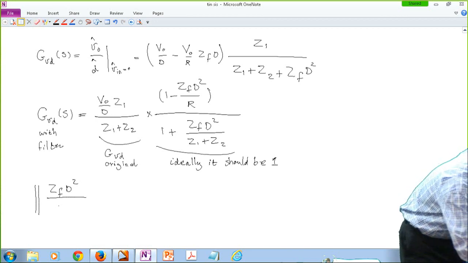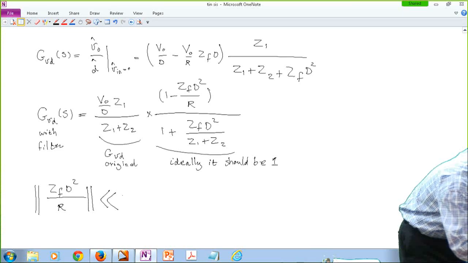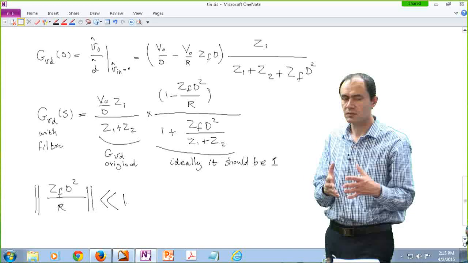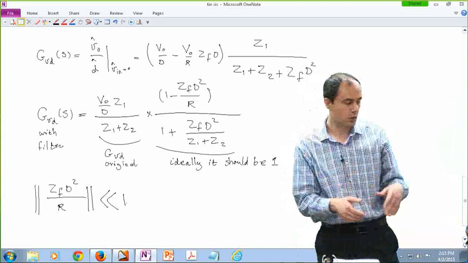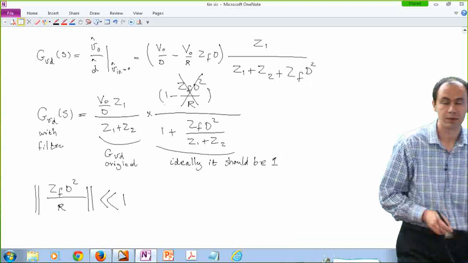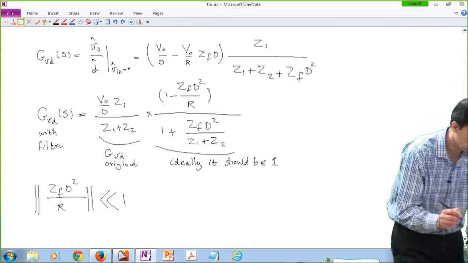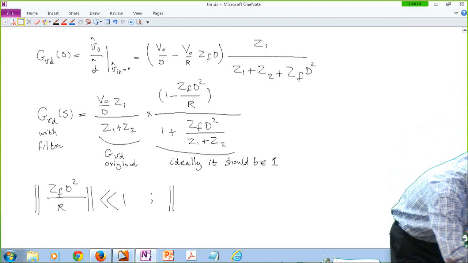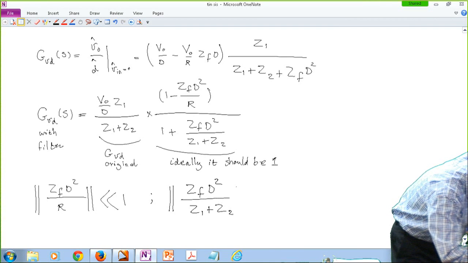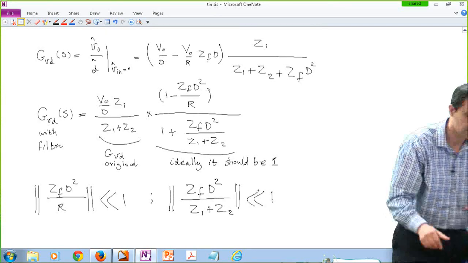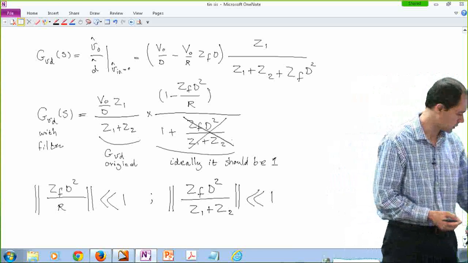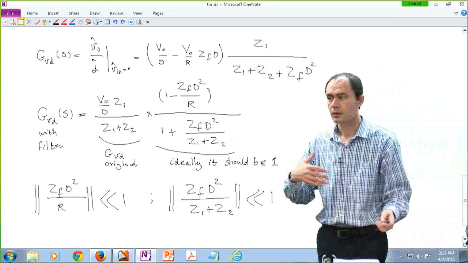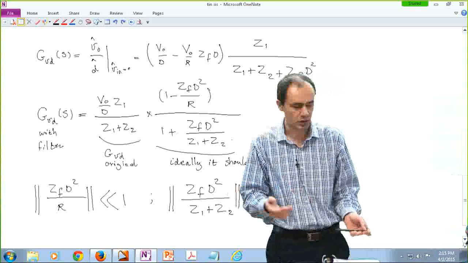All right, let me write it here. If ZF, which is the impedance of my filter, times D squared over R, which is the load resistance, in terms of magnitude is very, very small compared to 1, I can say this really doesn't matter compared to the 1 sitting next to it. In the denominator, I can do the same thing and say, in terms of magnitude, this should also be very, very small. So again, if this is very small, this doesn't matter while sitting next to a 1. So I have 1 in the numerator, 1 in the denominator. Then it is as if my original transfer function hasn't been disturbed much.